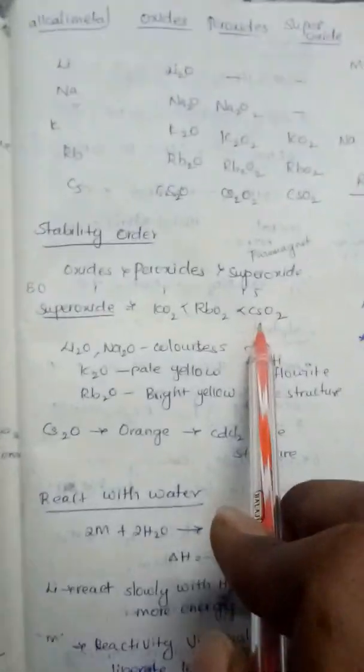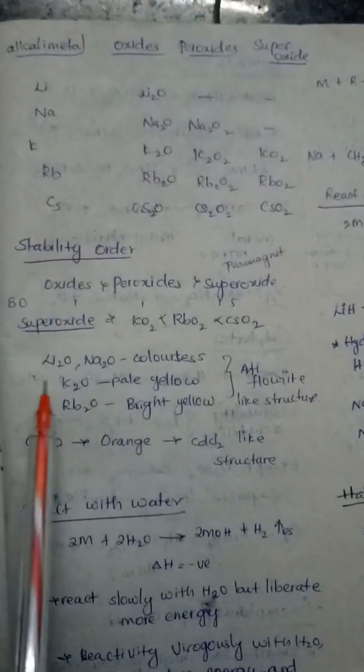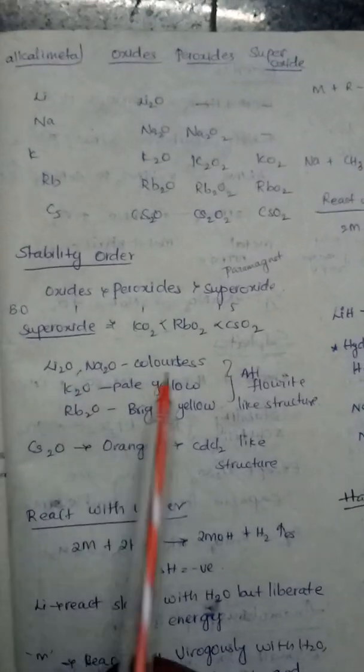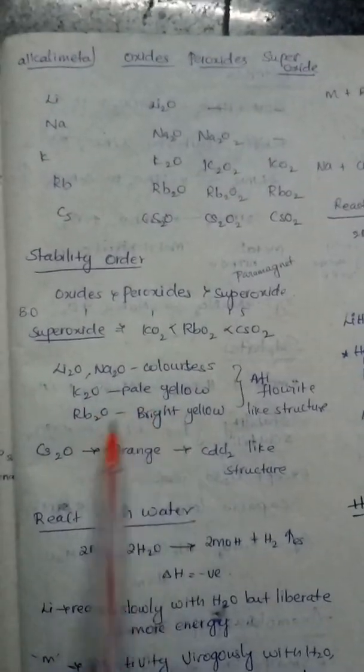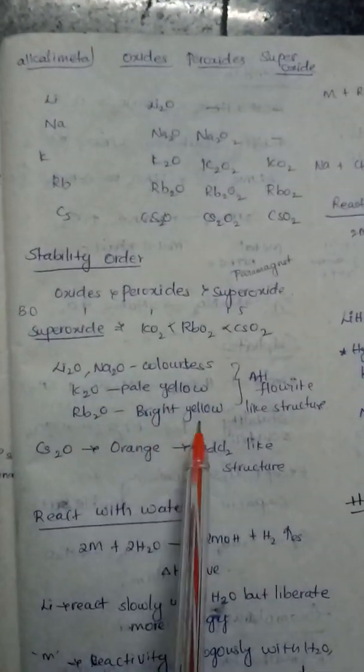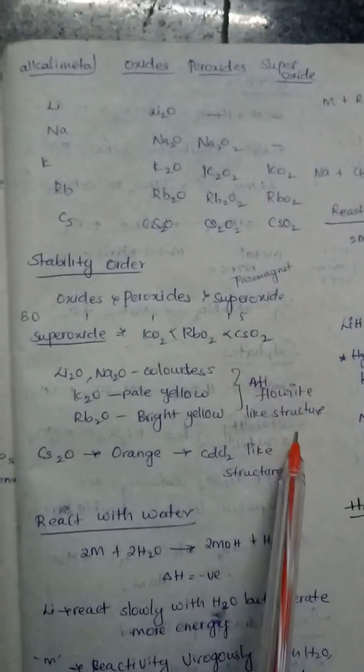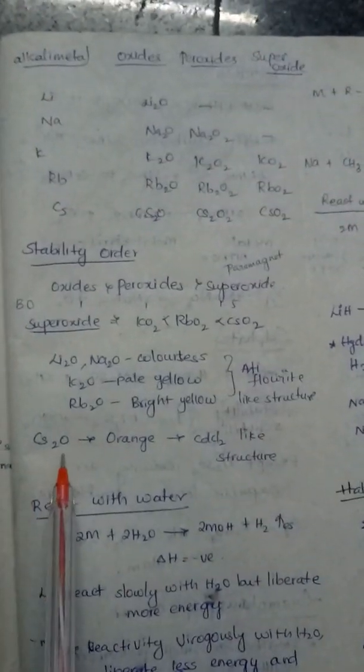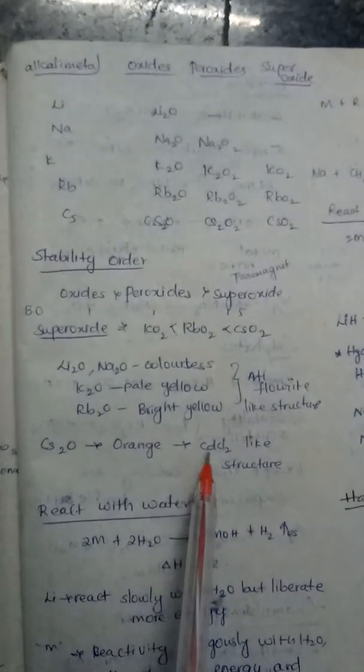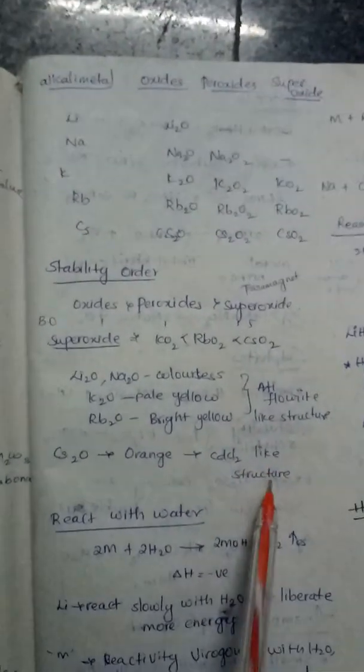These are the physical properties. Li2O and Na2O are colorless. K2O is pale yellow. Rb2O is bright yellow. All have fluorite-like structures. Cs2O is orange, with a CdCl2-like structure.